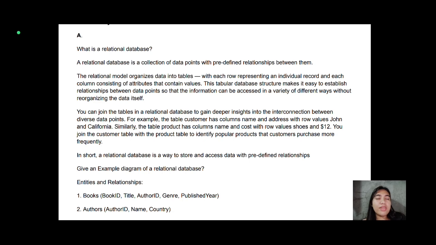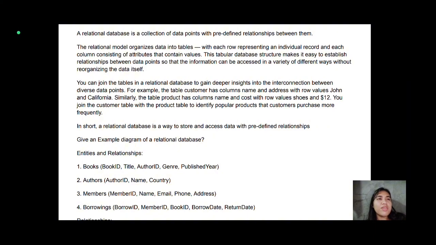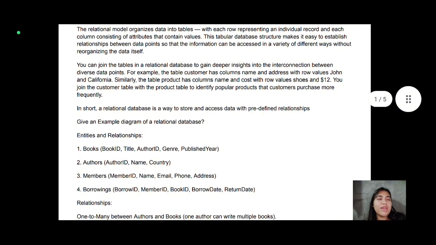You can join the tables in a relational database to gain deeper insights into the interconnection between diverse data points. For example, the table customer has columns name and address with row values John and California. Similarly, the table product has columns name and cost with row values shoes and $12. You join the customer table with the product table to identify popular products that customers purchase more frequently. In short, a relational database is a way to store and access data with predefined relationships.